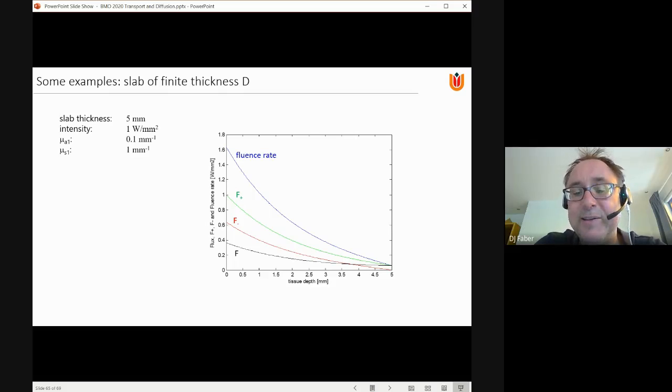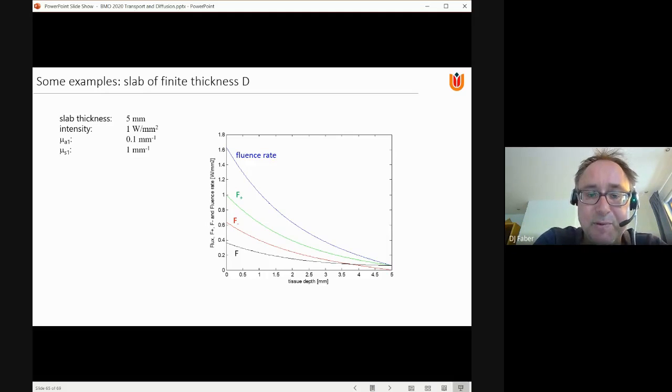On the horizontal axis, you see the depth inside this tissue, inside this cylinder, ranging from 0 to 5 millimeters. And then on the vertical axis are the magnitudes of the different curves that are shown there. So first, the flux in the positive direction.